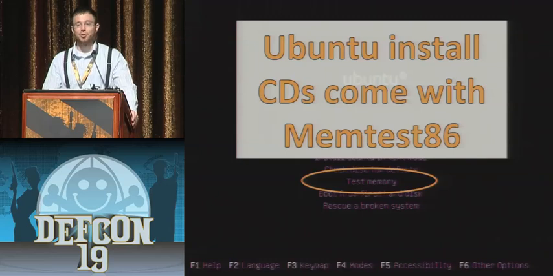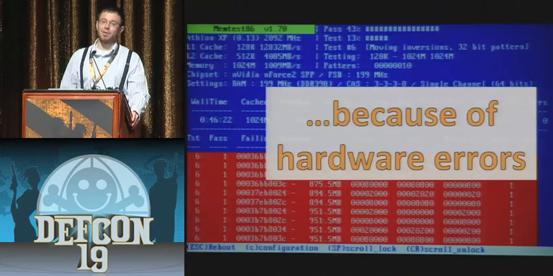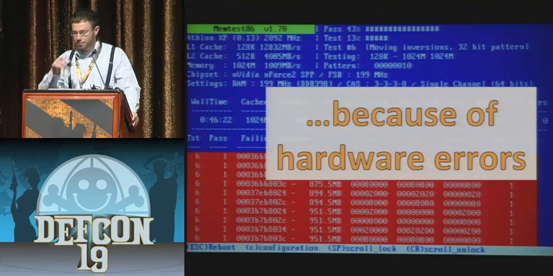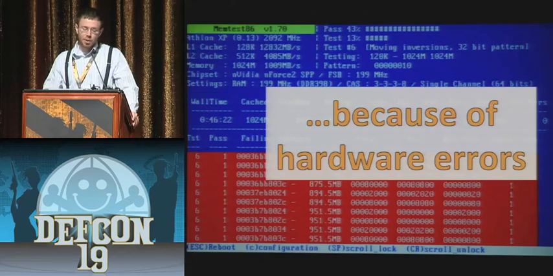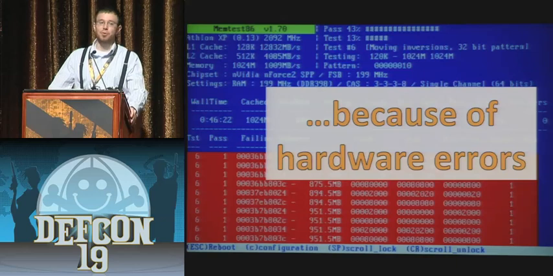This is an Ubuntu installation. It's a direct screenshot. One of the options is test memory. Why would you ever want to test memory? Because a lot of the times your test will fail. And the only people who would actually know that it would fail is the people who decided to run that test. Think about how many people are running with bad hardware components who don't even know it.